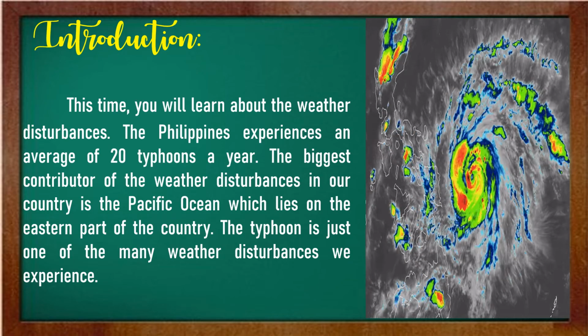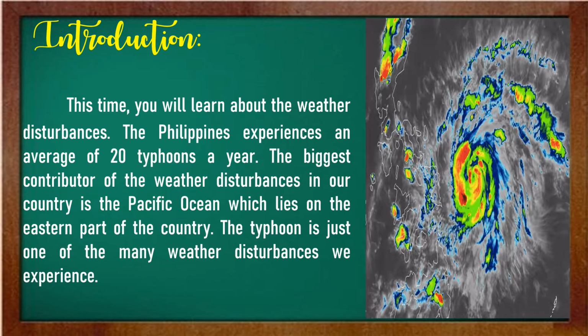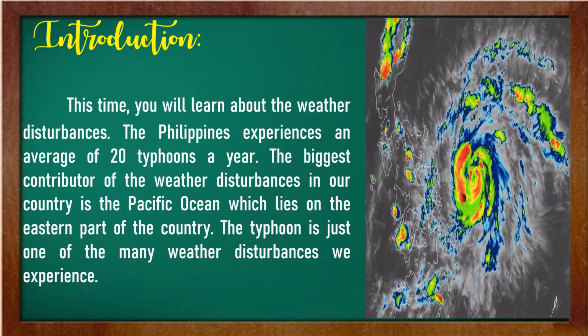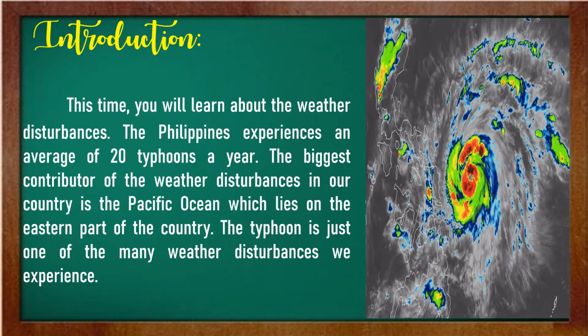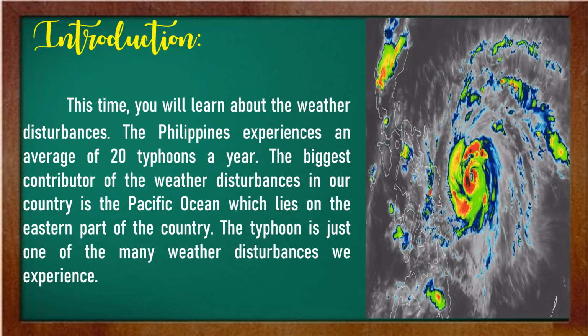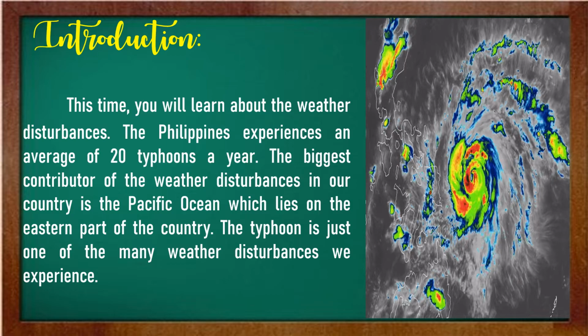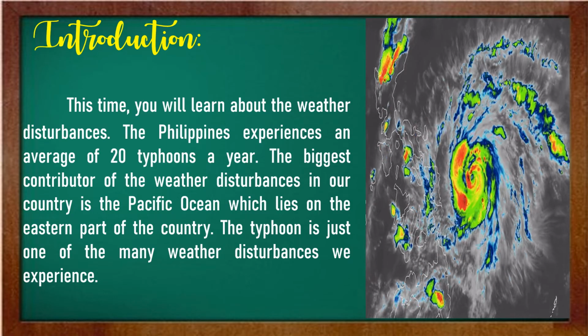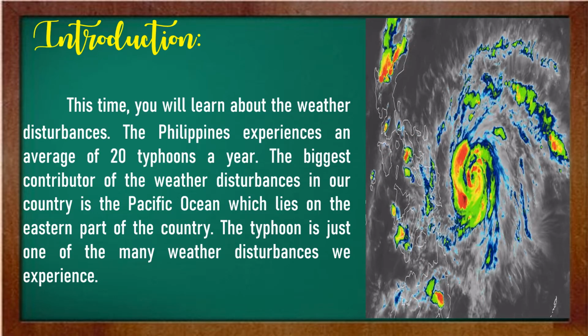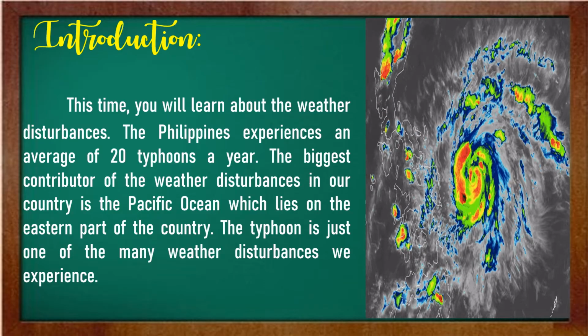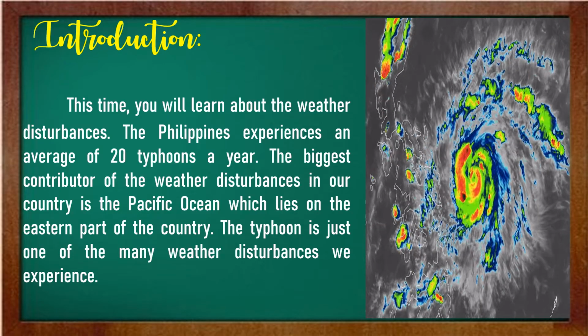This time, you will learn about weather disturbances. The Philippines experiences an average of 20 typhoons a year. The biggest contributor of weather disturbances in our country is the Pacific Ocean, which lies on the eastern part of the country. The typhoon is just one of the many weather disturbances we experience.